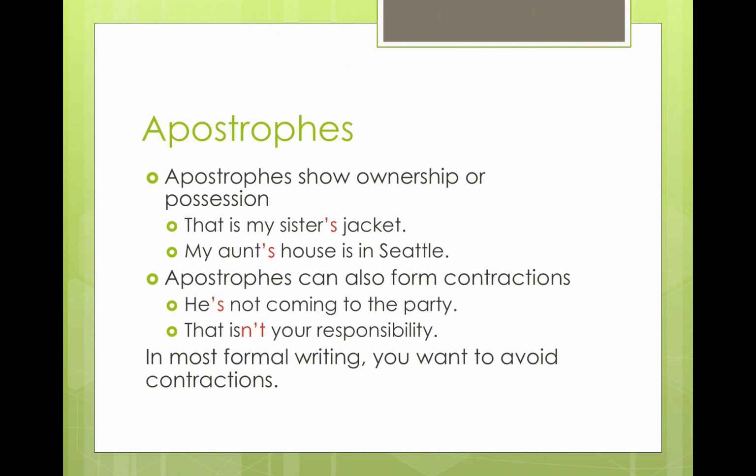That's one way. The other way is when we use contractions. Apostrophes can also be used to form them. He's not coming to the party. Well, that's not showing possession. It's just stating that he is. It's an abbreviation, a contraction for he is. That isn't your responsibility, or that is not your responsibility. So that's another way for apostrophes to be used.